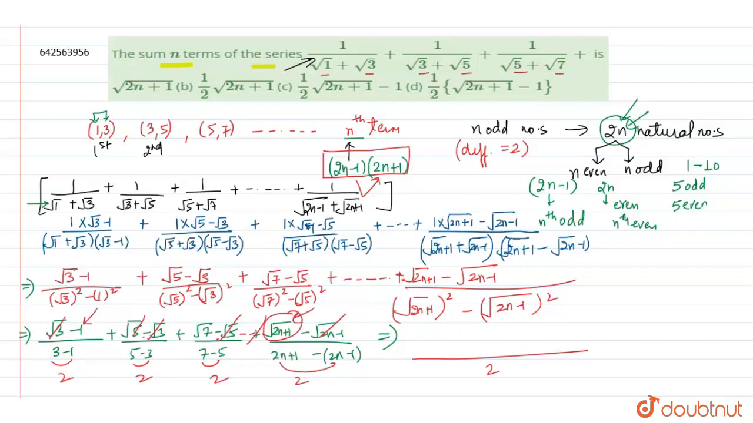We can write the remaining part, that will be root 2n plus 1 minus 1. So this will be our final answer. We can simplify this also. We can take this 2 out and write it like this: half into bracket root 2n plus 1 minus 1. So this will be our final answer. That means option D will be our final answer. I hope this is clear to you. Thank you.